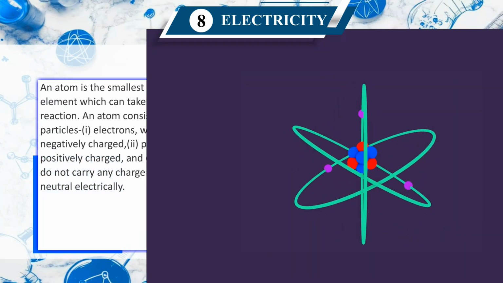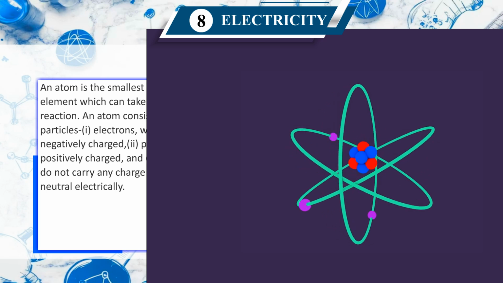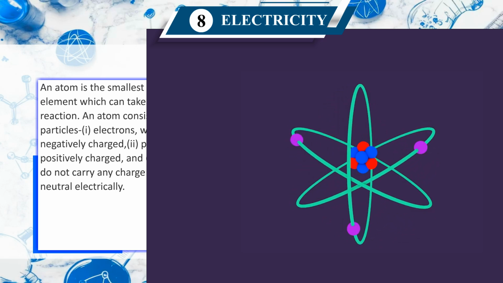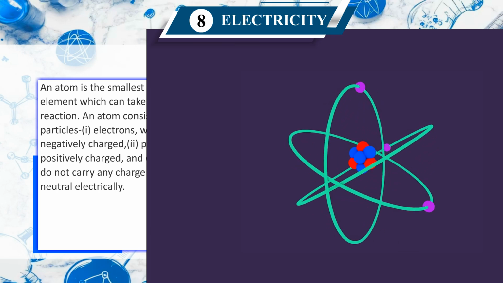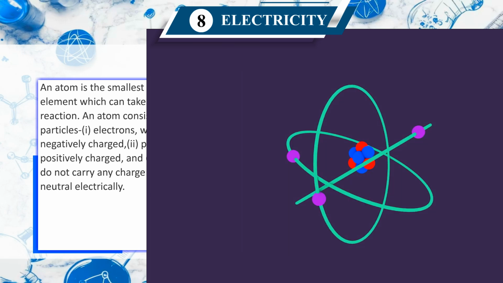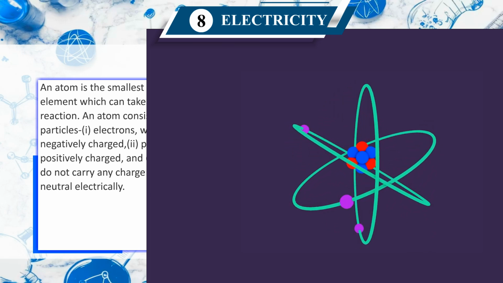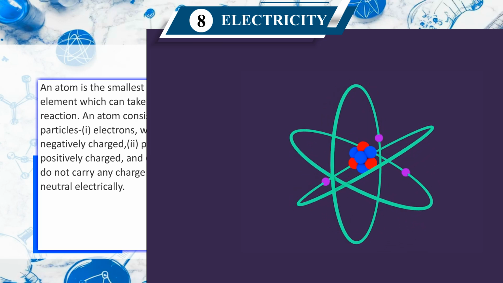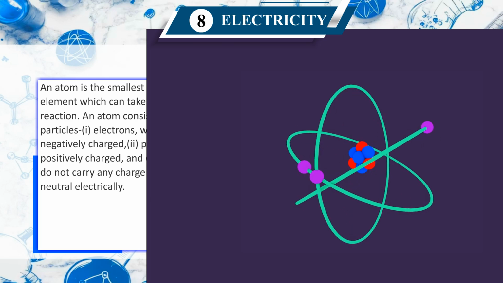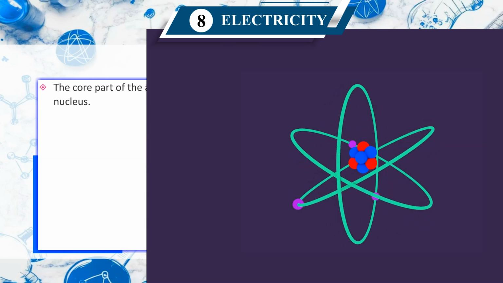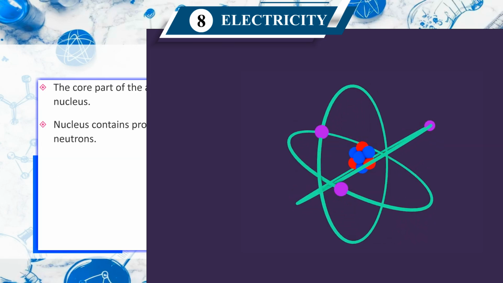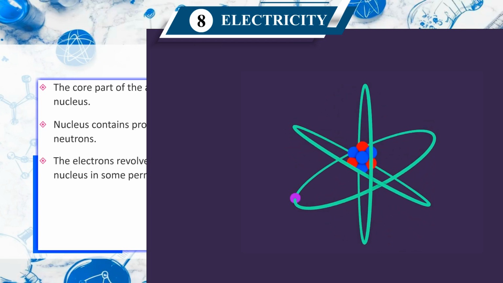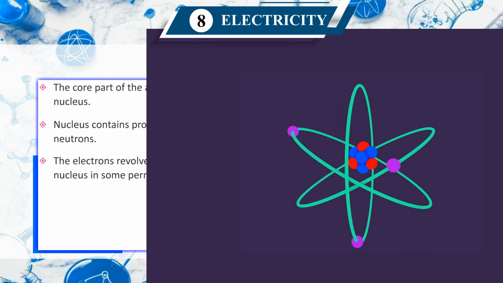Atom. Some facts. An atom is the smallest particle of an element which can take part in a chemical reaction. An atom consists of three kinds of particles. First, electrons, which are negatively charged; second, protons, which are positively charged; and third, neutrons, which do not carry any charge and thus are neutral. The core part of an atom is called the nucleus. The nucleus contains protons and neutrons. The electrons revolve around the nucleus in some permitted orbits.